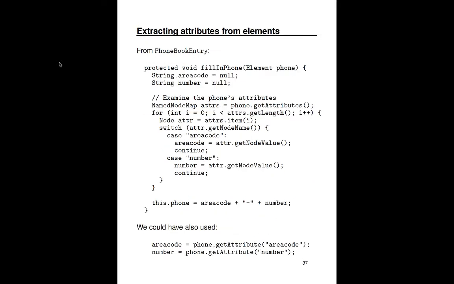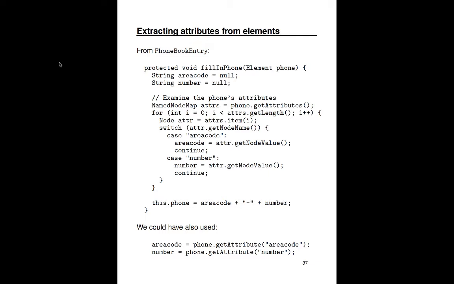So far, we've seen a couple of examples of working with elements. Here's an example of working with attributes of those elements. As you may recall, the XML representation of a phone number is an element called phone that has two attributes, area code and number. And so our fill-in phone method takes an element, which is the phone element, and then we extract the area code and phone number from that with the following.